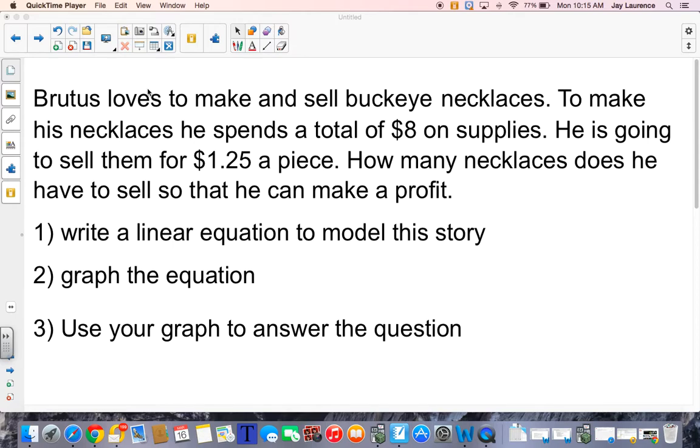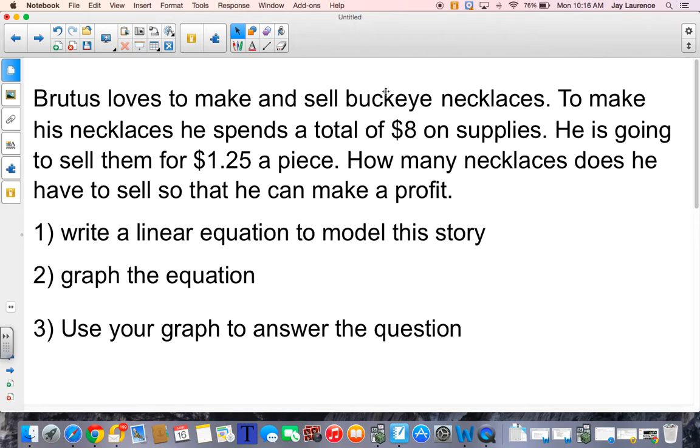Algebra students, Mr. Laurence here. And we are going to do some application problems for all this graphing we've been doing. So they're really easy, but you have to pay attention. You have to read carefully. Some of you don't like to read carefully. You just want to give the quickest answer. And that won't work on something like this. So let's check this out.